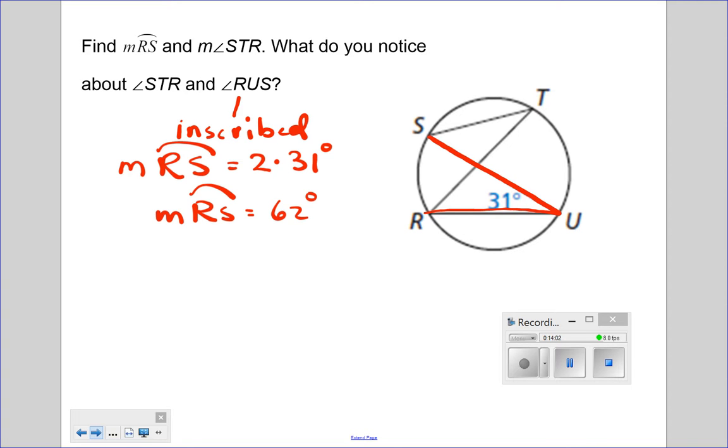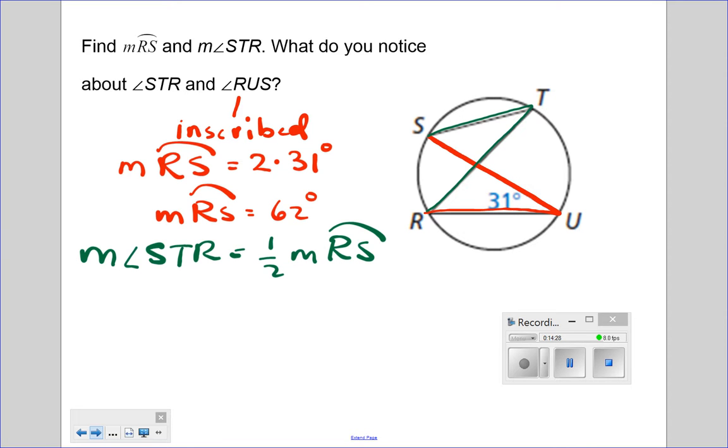Let's find the measure of angle STR. So we're trying to find the measure of this angle right here, STR. Do you guys see any way that we can solve for that? Don't we know the measure of angle STR is equal to 1/2 the measure of arc RS? Yeah. So the measure of angle STR equals 31 degrees. Very cool. Do you guys have any questions on that? No. Cool. I think we got another theorem.